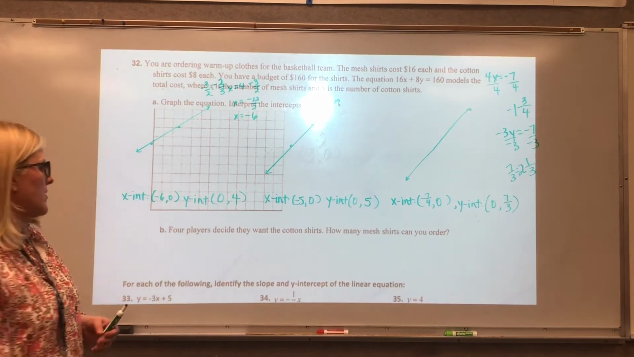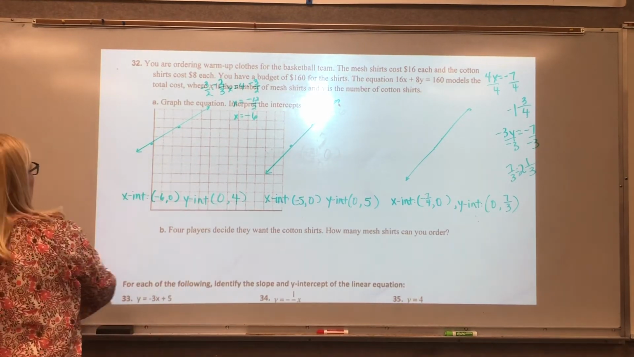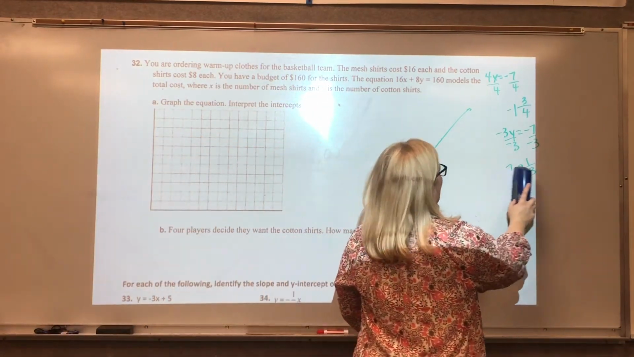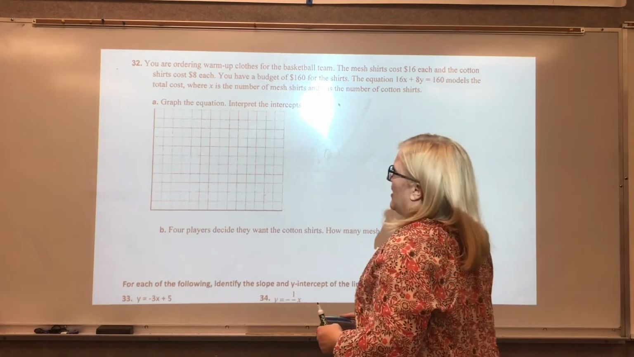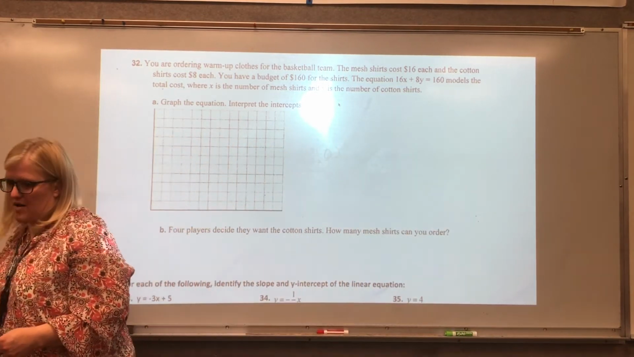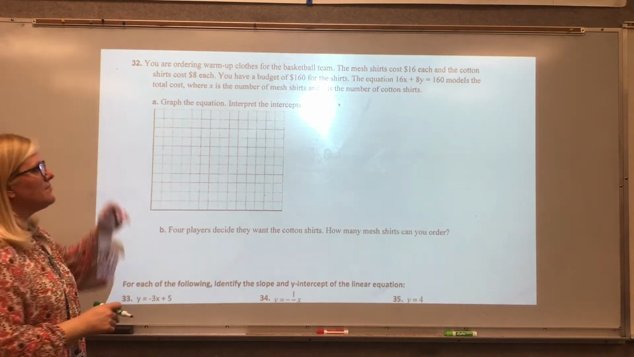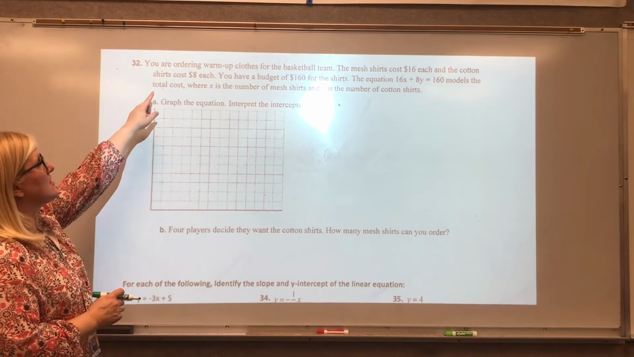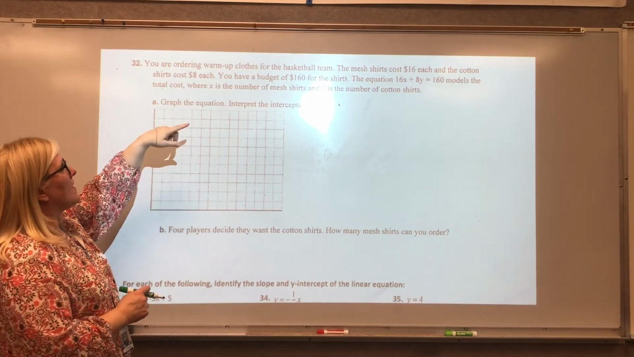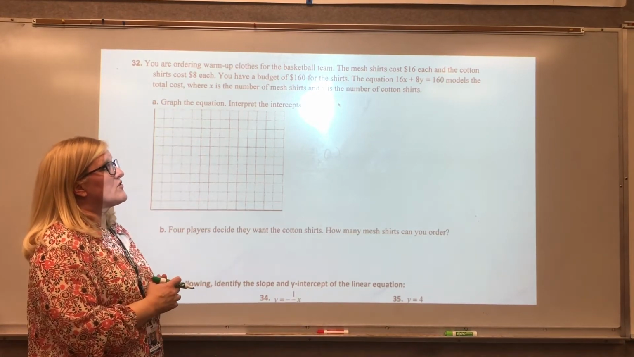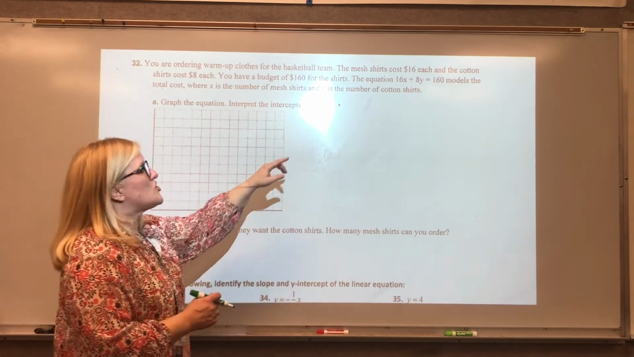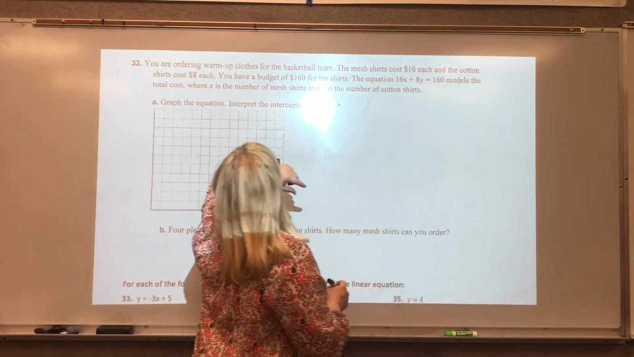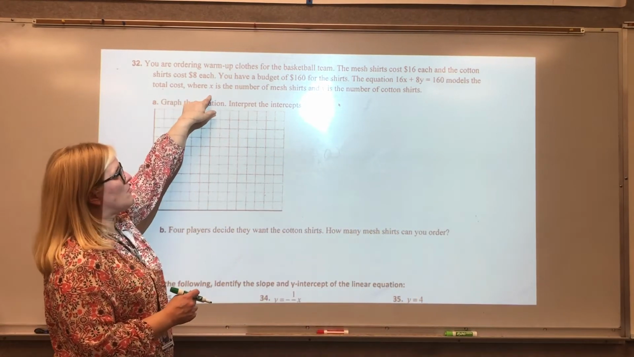All right, a story problem. Yay! We all love story problems. When people say, when are we really going to use this? This is the kind of thing we use it for. All right, so you're ordering warm-up clothes for the basketball team. The mesh shirts cost $16 each, and the cotton shirts cost half that, $8 each. I have a budget for $160 for the shirts, that's all. The equation 16x plus 8y equals 160 models the total cost where x is the number of mesh shirts.